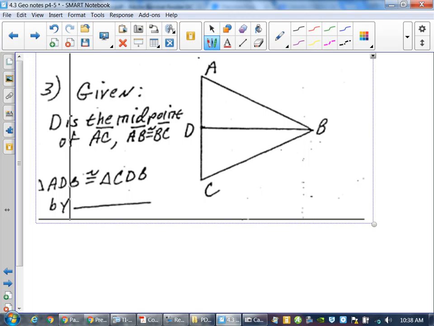What's given to you is that you have a midpoint. When you have a midpoint, that happens. It does not say that you get a right angle out of midpoint. It just says that you have 2 congruent segments.